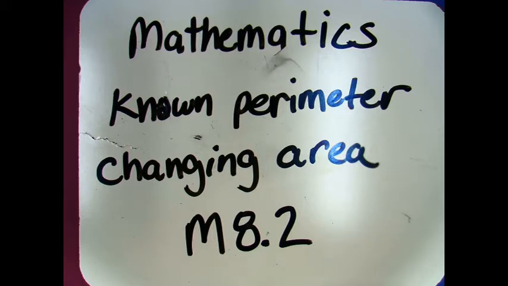This is a video on perimeter and area. Those are two very important parts of fourth grade, knowing how to determine that. In this case, we have a known perimeter. In other words, our perimeter is going to be the same, but our area is going to change. And how would we determine an area based on the perimeter? How would we set up a problem like that?